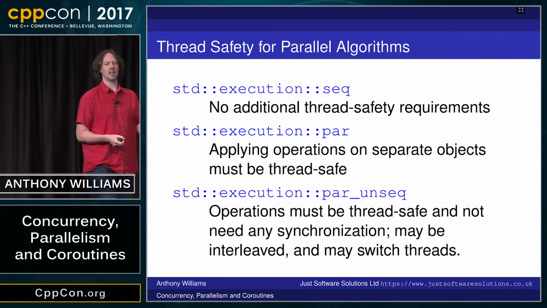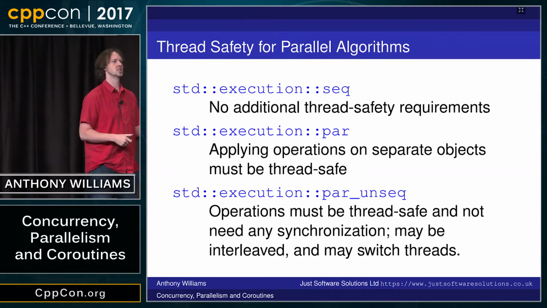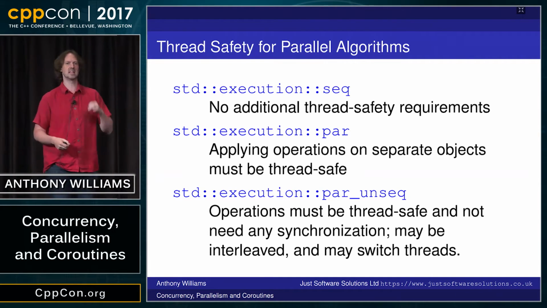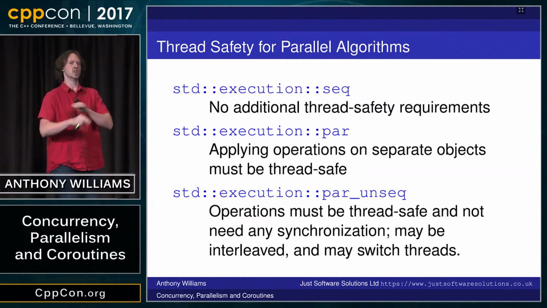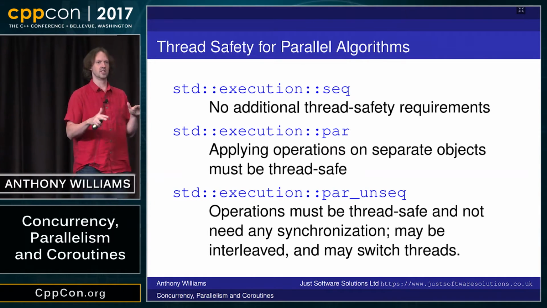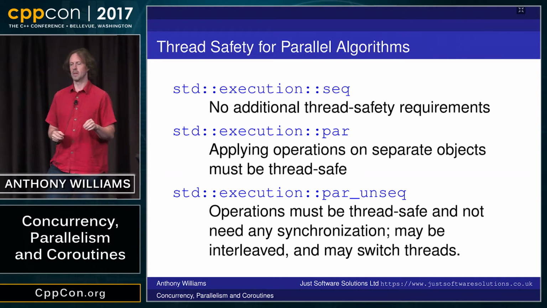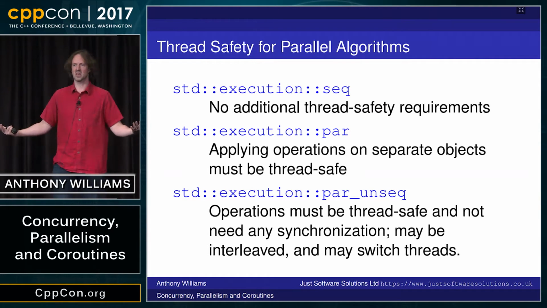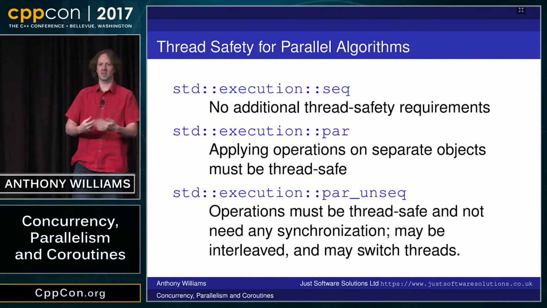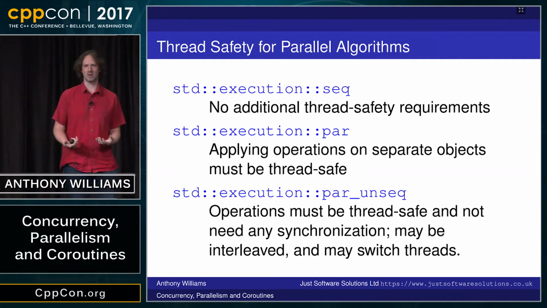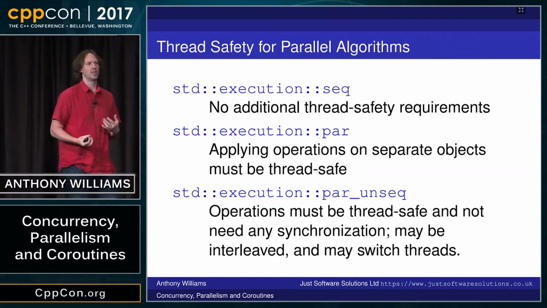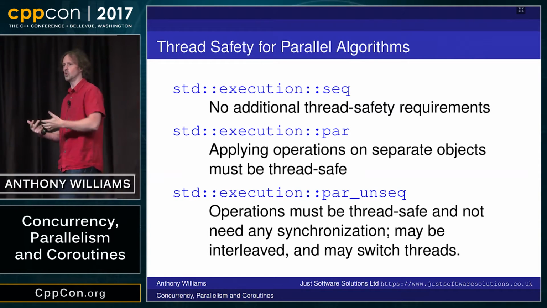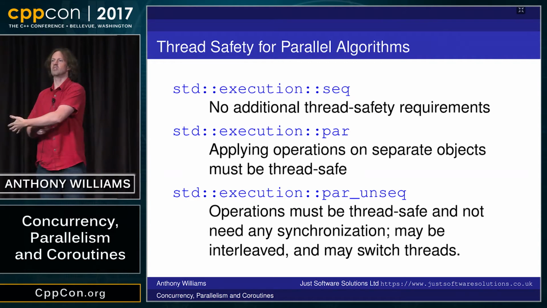If you're using the parallel unsequenced policy, not only do your operations need to be thread safe, but they must not use any synchronization mechanisms. So no mutexes, no atomics, nothing that imposes a synchronization overhead. Because not only might they be interleaved, which obviously, if you've got two things and they're both trying to acquire the same mutex and they're both on the same thread, and it's trying to interleave them, then you can deadlock with your own thread. But also, the whole concept of which thread they're running on might be somewhat disjoint, and they might actually look as if they're migrating across threads.